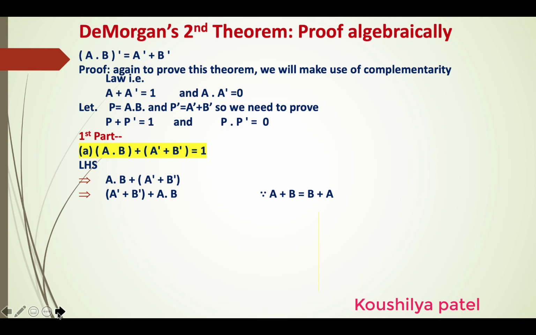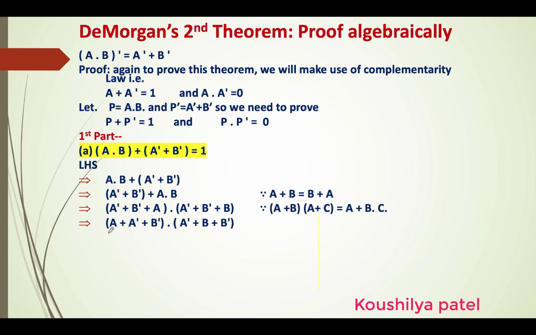Now we have just used the associative law here: A plus B equals B plus A. So we are just changing the position of the variables here. Now apply the distributive law. The distributive law says A plus BC equals (A plus B) into (A plus C). So here we applied the distributive law.